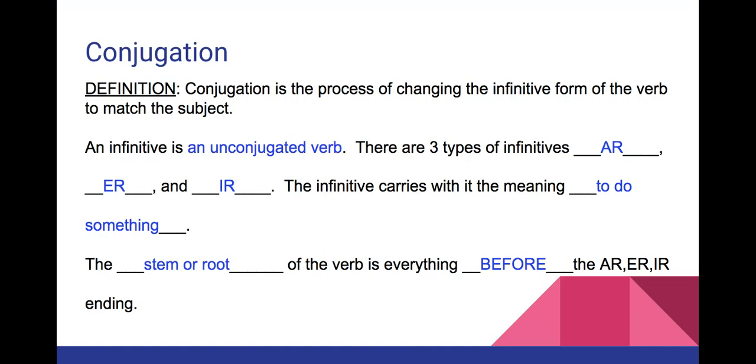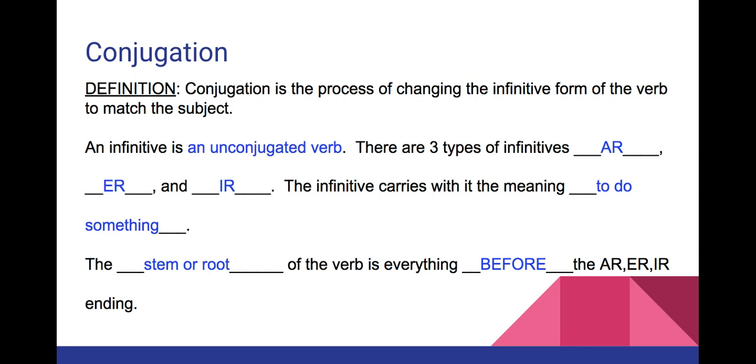So the definition of conjugation is the process of changing the infinitive form of the verb to match the subject. So last chapter, we learned all of our subject pronouns: yo, tú, él, ella, usted, nosotros, vosotros, and ellos, ellas, and ustedes. So now we are going to be changing a verb like bailar, and we're going to be matching it to those subject pronouns. So you're going to know how to say, I dance, you dance, he dances, she dances, we dance, y'all dance, they dance. So an infinitive is an unconjugated verb.